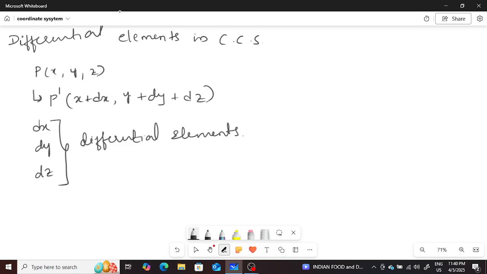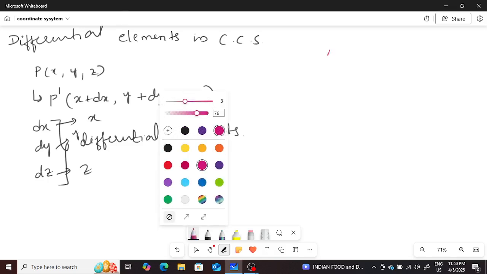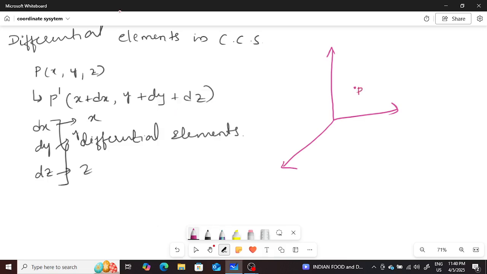So dx is the differential length of a new vector, or differential vector, in the x direction. dy is a differential length in the y direction. dz is a differential length in the z direction. Quickly, I'll try to represent it in a coordinate system. Hope it is clearer to understand. If not, it's okay. Say this is point P, and this is point P dash. This is given already, x, y, z.